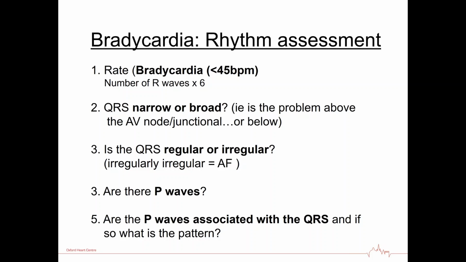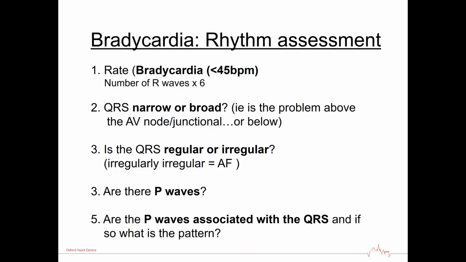Oh, that's much better. Okay, so just to recap the rate, it's the number of R waves times 6. Then move on to look at the QRS. Is it less than 3 small squares, i.e. narrow, or is it broad? Because this is telling you if it's narrow that the problem's above the AV node, and the only real thing that's that slow above the AV node is slow AF.